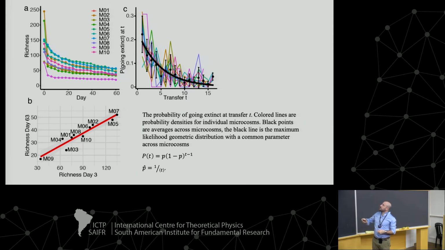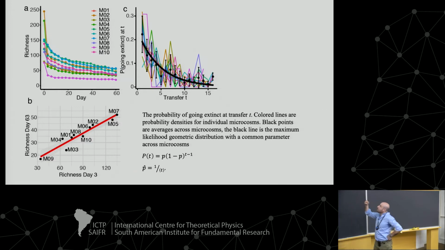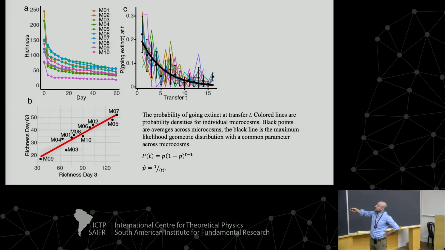But interestingly, this black line here is not a fit. What you have here, these black points, these are the averages of each of the systems with their standard deviations. And the black line is a model that is based on a geometric probability distribution of extinction. And this model is like this.